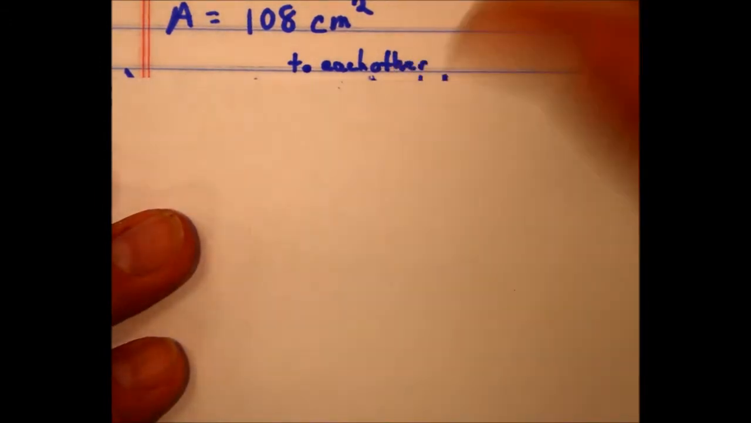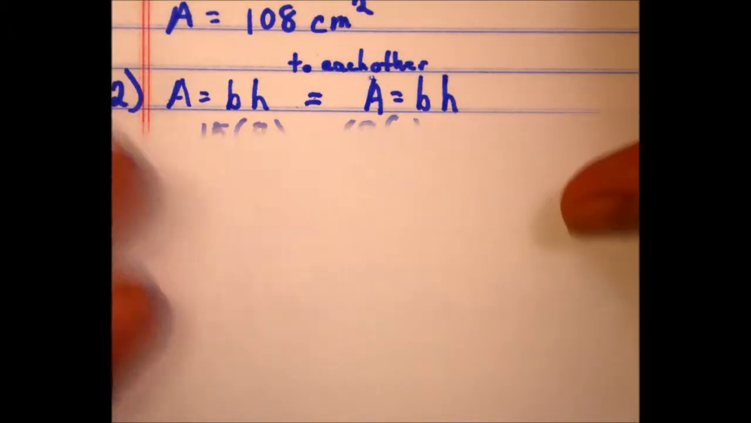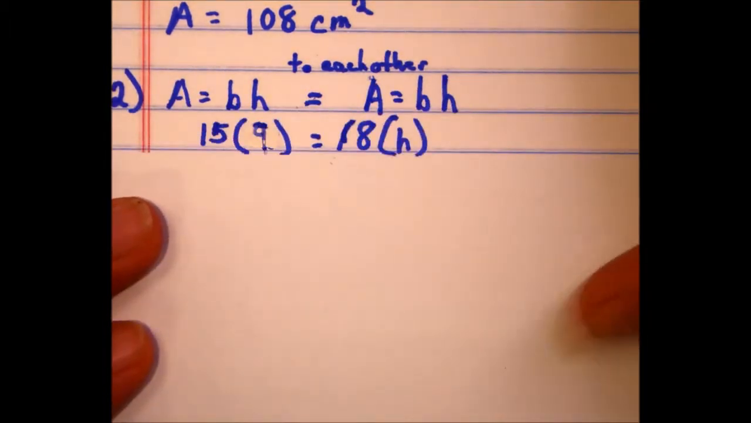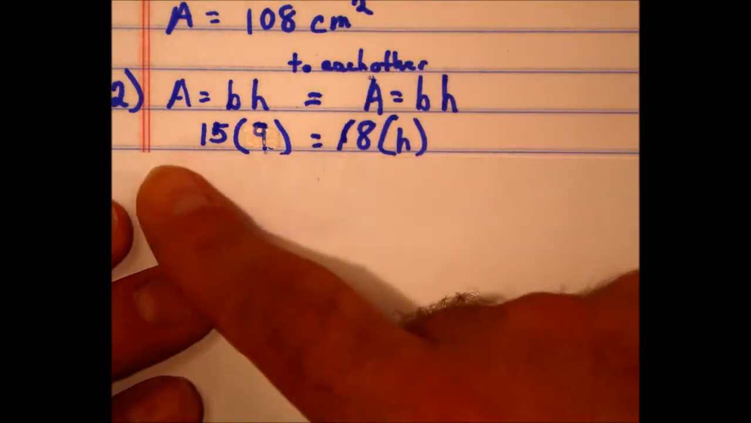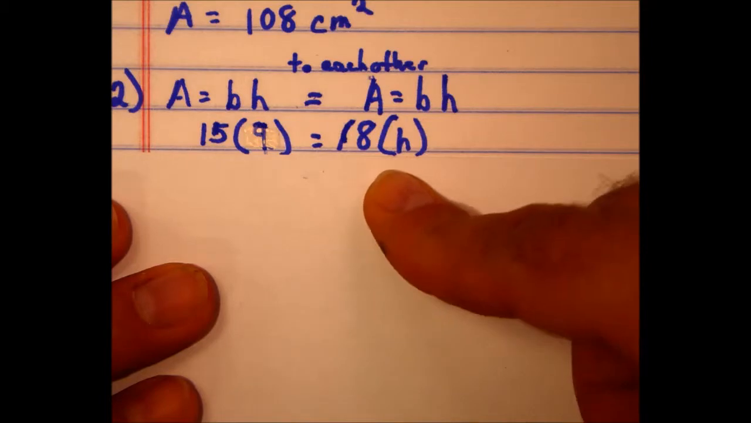Remember, the area of a shape doesn't change, just the dimensions do depending on how you measure it, okay? So you would have 2 area formulas and you put them equal to each other because they're both parallelograms. It's the same shape. If it was 2 triangles and we measured 2 different measurements, we would do the same thing with 2 triangles.